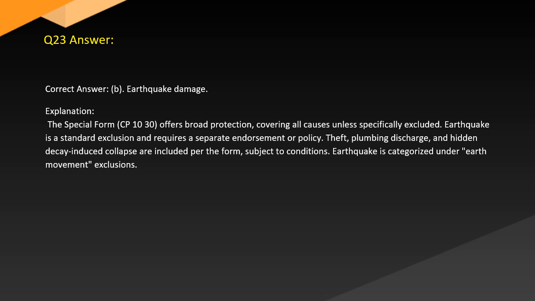Explanation. The special form CP 10 30 offers broad protection covering all causes unless specifically excluded. Earthquake is a standard exclusion and requires a separate endorsement or policy. Theft, plumbing discharge, and hidden decay-induced collapse are included per the form, subject to conditions. Earthquake is categorized under earth movement exclusions.